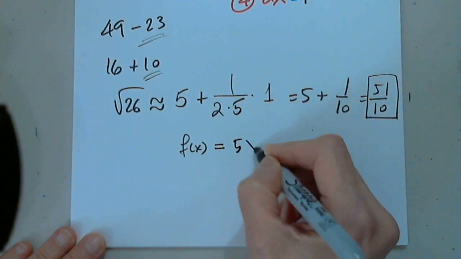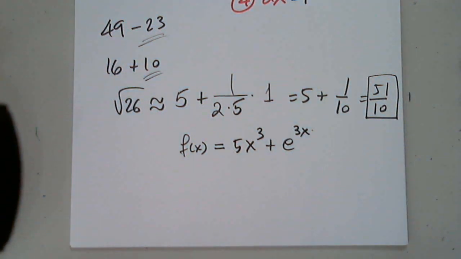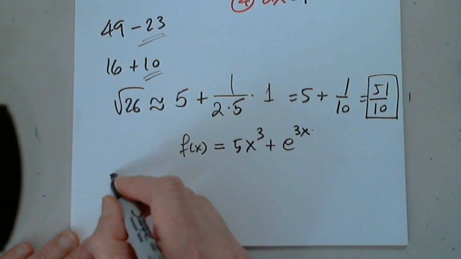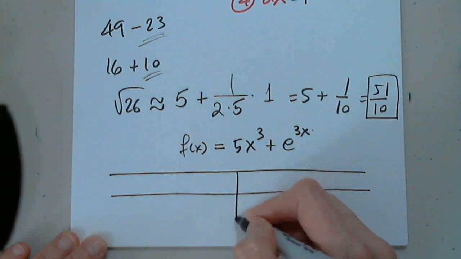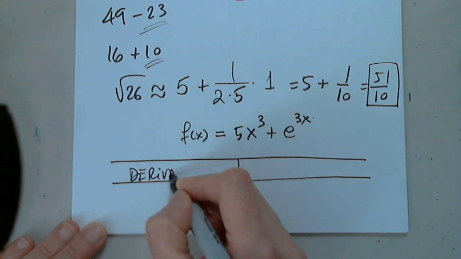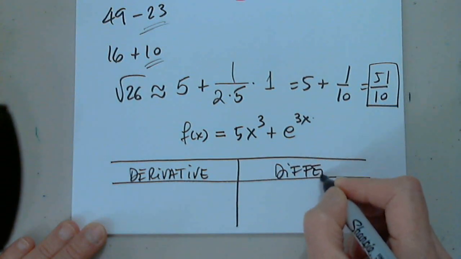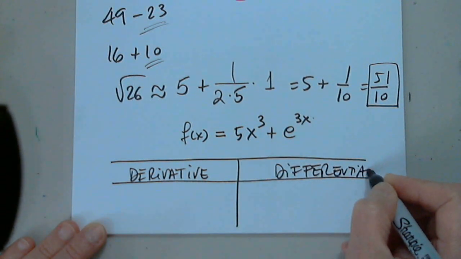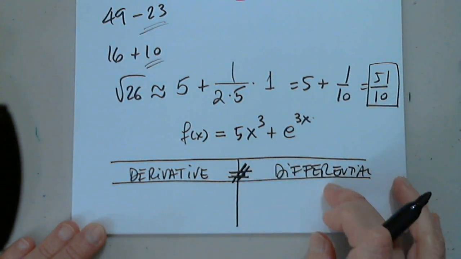5x to the third plus e to 3x. Perfect. So now I would like you to please remember the difference between two different things: derivative and differential. They are not the same. They are not the same.